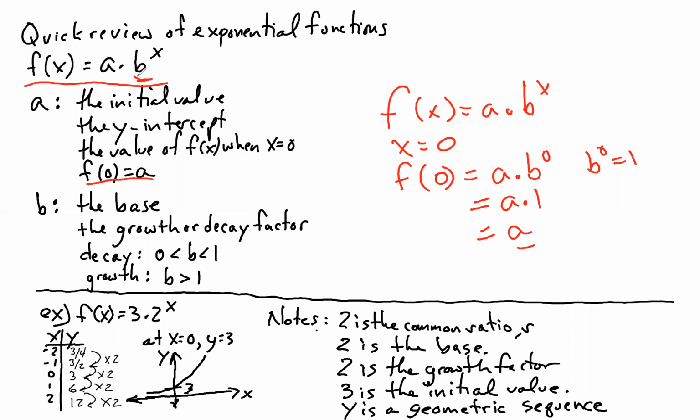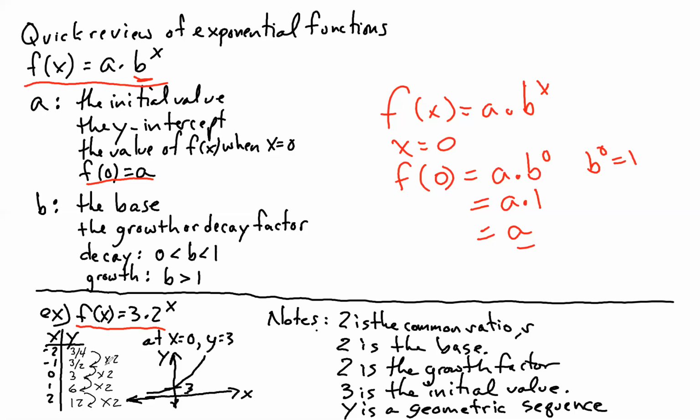A quick little example down here: f of x is 3 times 2 to the x. I made a table and I had x go up in equal increments to make sure that the change in x was always the same. We go up by 1 every time from -2 to -1 to 0, all the way up to 2. I just calculated what f of x was when x was, for instance, -2, y was 3/4, and then when x was -1, y was 3/2, etc., all the way down the table.